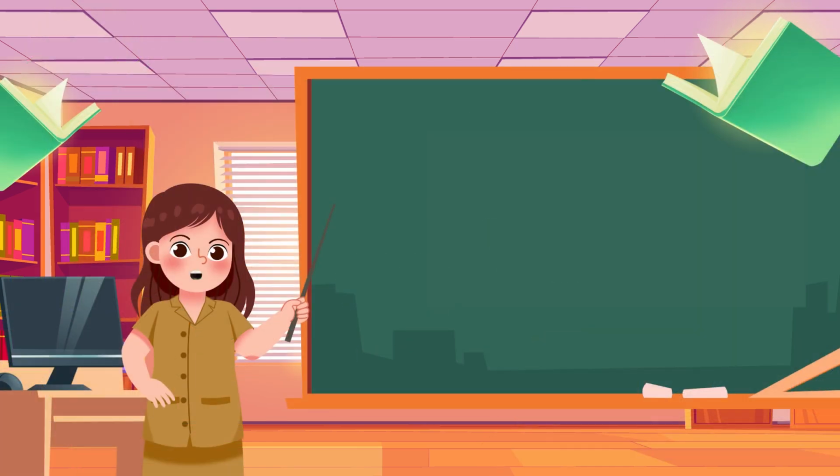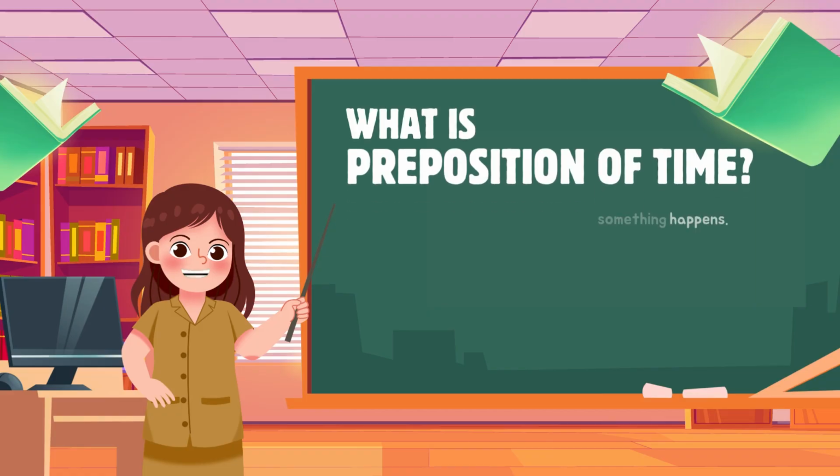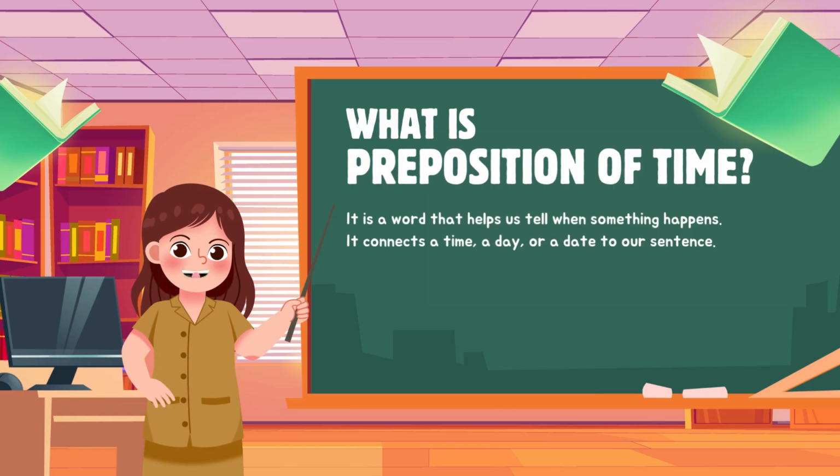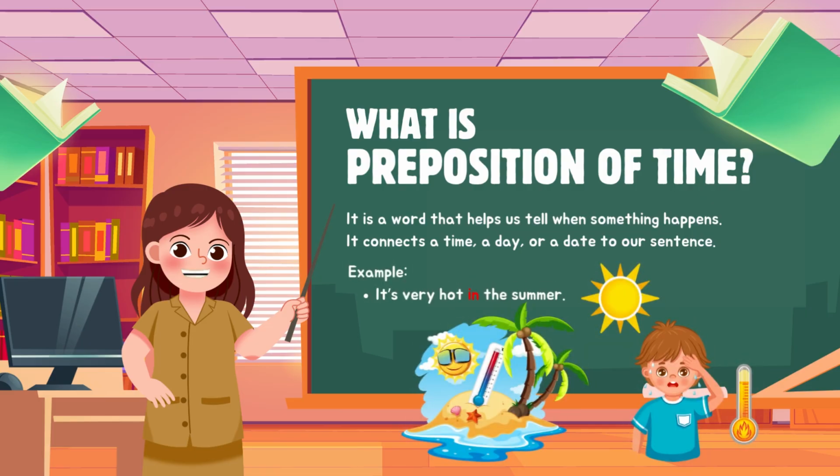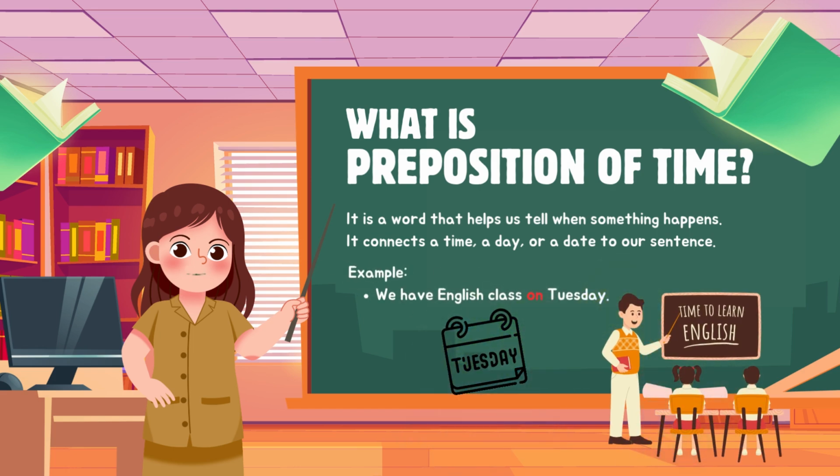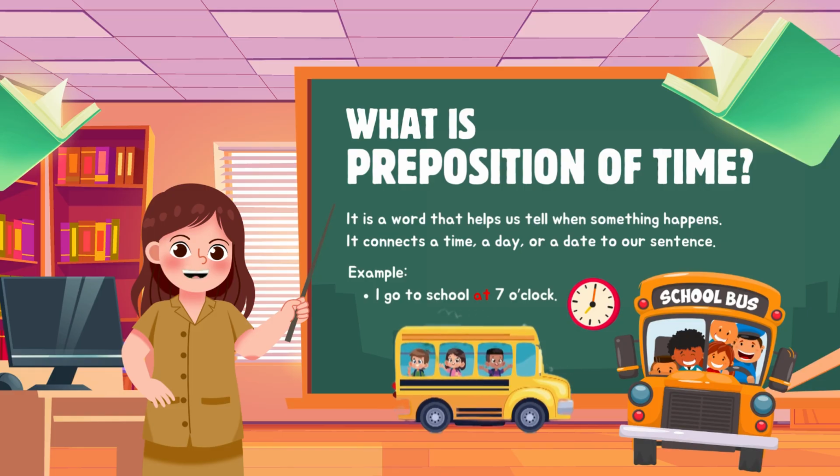Now, let's look closer at our topic today. What is a preposition of time? A preposition of time is a word that helps us explain when something happens by connecting a specific time, day, date, or season to our sentence. For example, in the sentence, "It's very hot in the summer," the word "in" is the preposition of time because it connects the warm weather to the summer season. Another example: we have English class on Tuesday. I go to school at 7 o'clock.